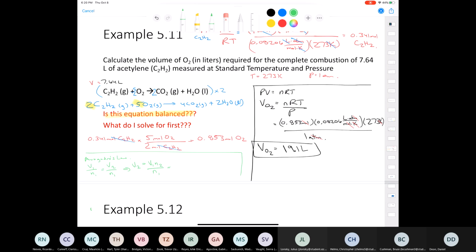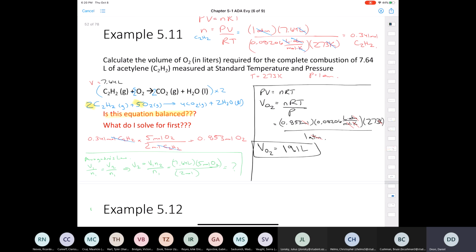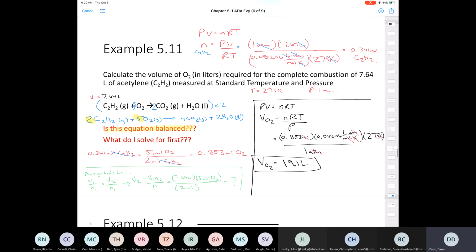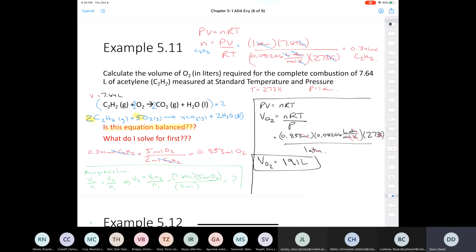numbers that you're given. That 7.64 liters of acetylene. I have 2 moles of acetylene in my balanced equation, and I have 5 moles of oxygen in my balanced equation. Go ahead and give it a try. Not now, because I want to move to the next problem, but if you try it, you'll see that that will work too. Either way is perfectly reasonable. Based on my experience teaching this class, most students will opt for the solution that I came up with using the ideal gas equation.